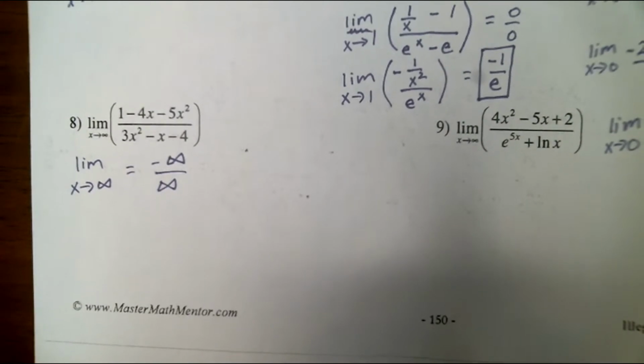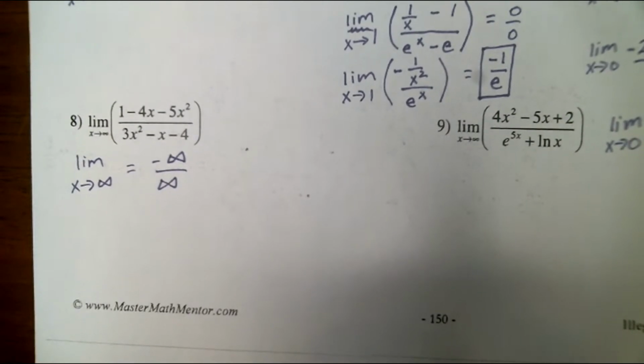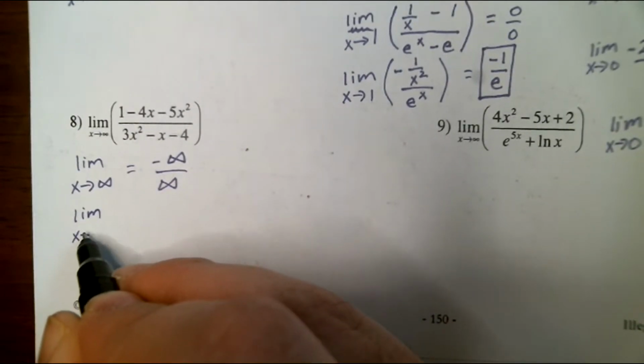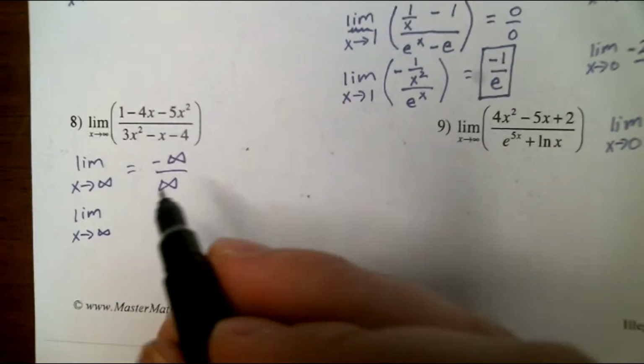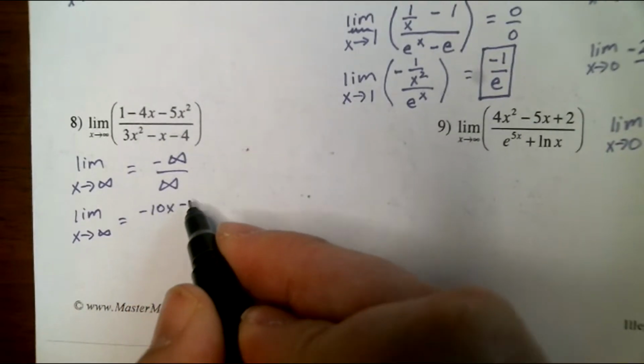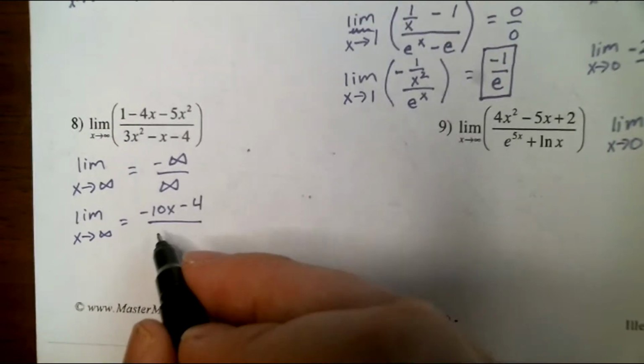And when that's the case, L'Hopital's rule comes into effect. So we just take the derivative of that. So the limit as x approaches infinity would be equal to the derivative of that, and that would be negative 10x minus 4 over 6x minus 1.